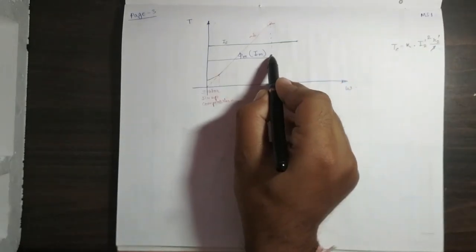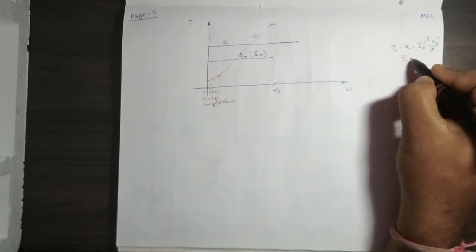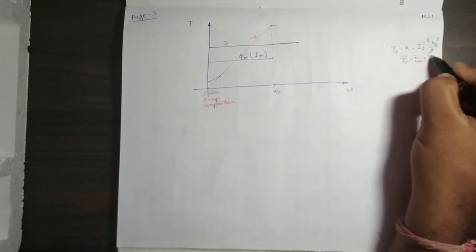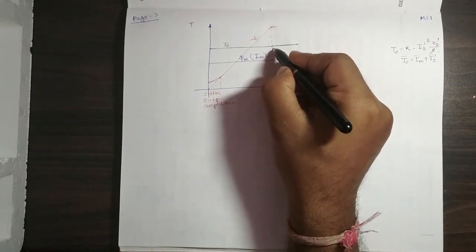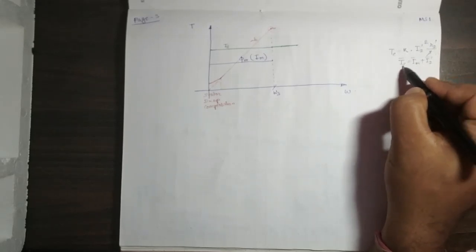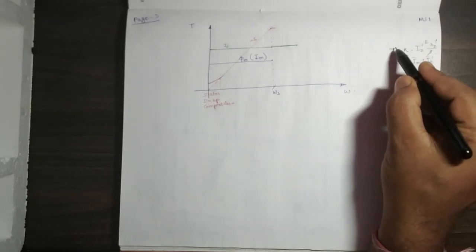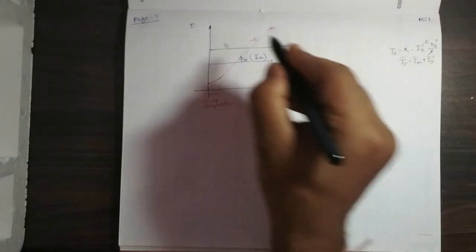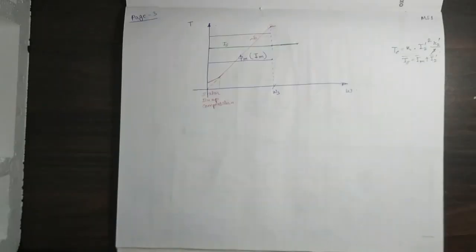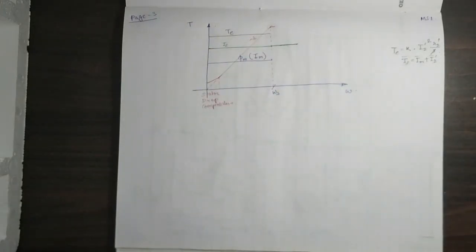Here, if the magnetizing current is kept the same, what is IS? IS is actually the vector sum of Im plus I2 dash. So till this zone, if IS and Im are not changing, that means I2 dash is also not changing. If I2 dash is not changing, that means the torque is also not changing. That means here we are getting a constant torque.